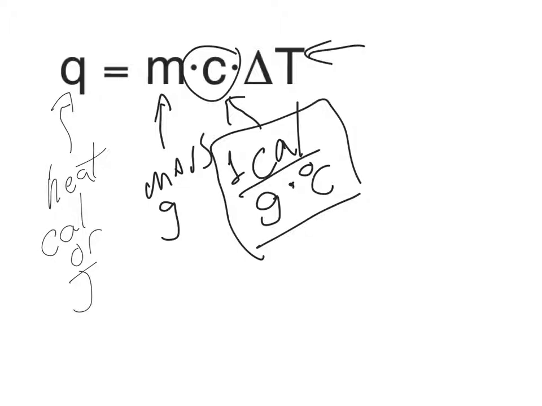Okay, last thing is delta T. Delta T is a change in temperature, and the units for that are degrees Celsius. So just a reminder of what everything stands for as far as the variables. And next we'll run a couple of practice problems.